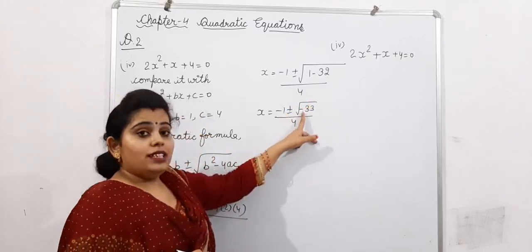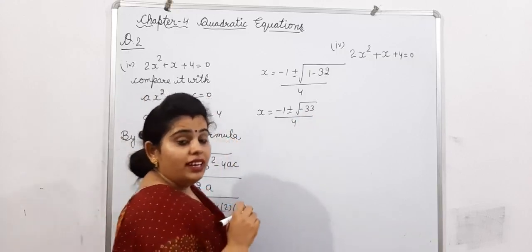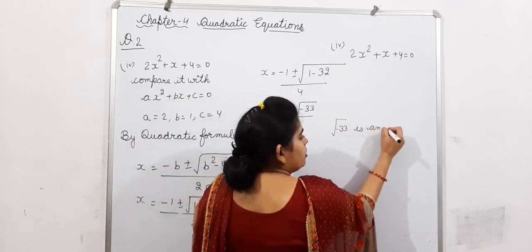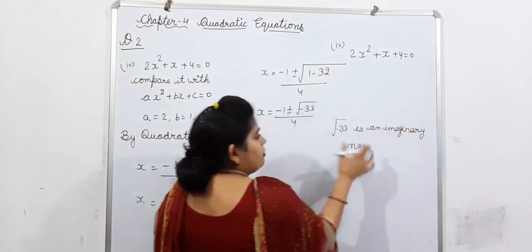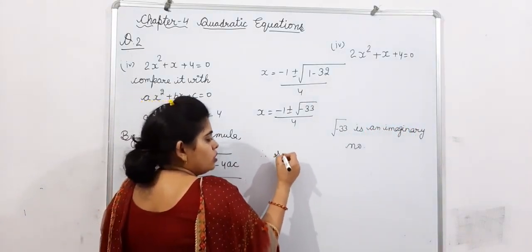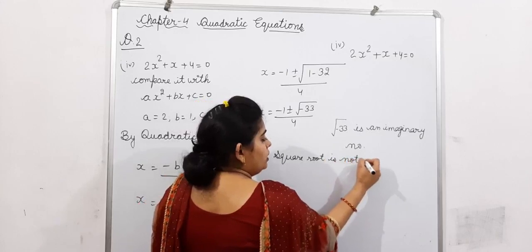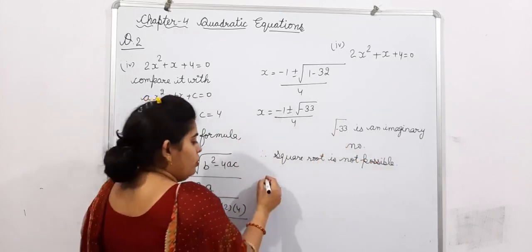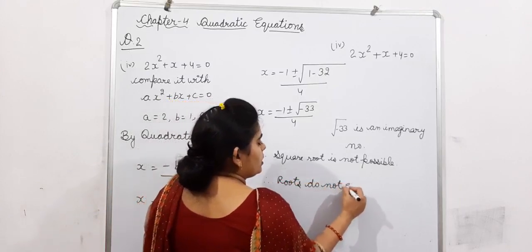And because there is a negative sign under the root, the square root of a negative number is not possible. It is an imaginary number. About these numbers we will study in our class 11th. So the square root is not possible according to this. So roots do not exist.